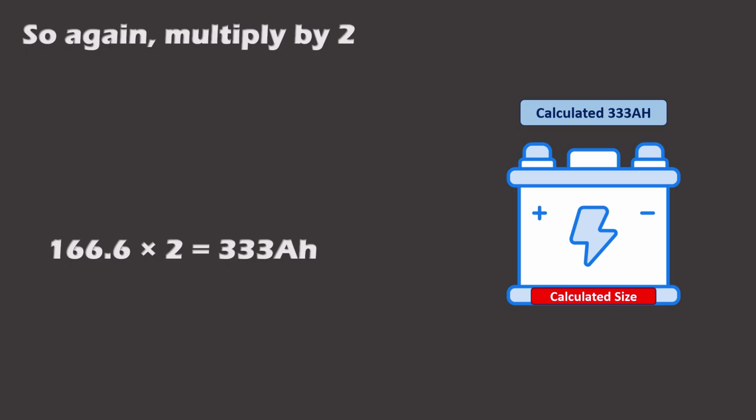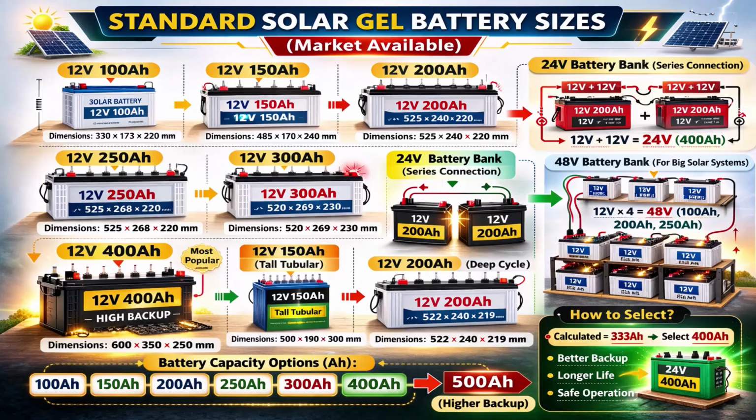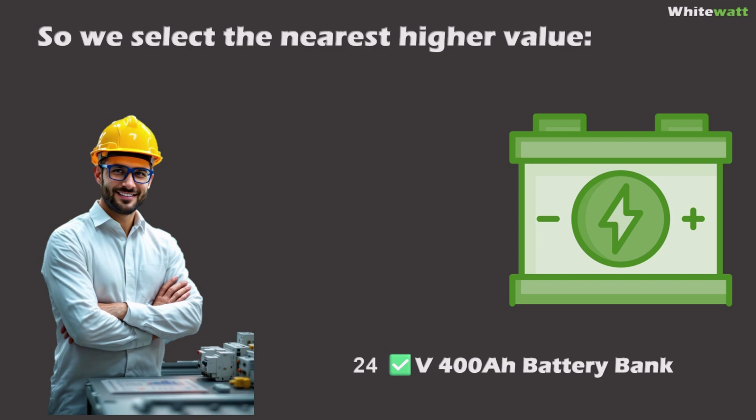Now our required battery capacity is 333 ampere hour at 24 volt. But batteries are available in standard sizes. So we select the nearest higher value, a 24 volt 400 ampere hour battery bank. This gives better backup and longer battery life. So now you know how to calculate battery capacity for an off-grid solar system.